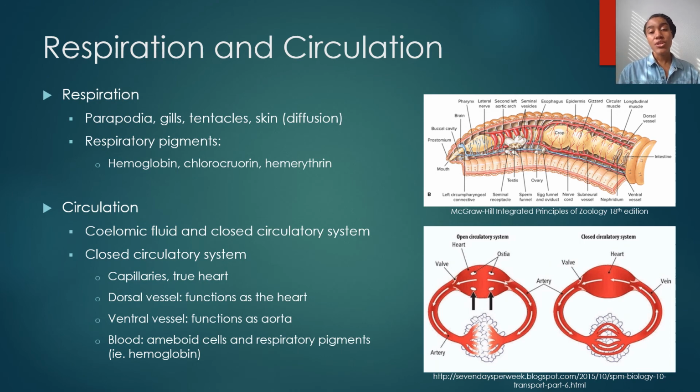With the closed circulatory system, like we saw in cephalopods, they have actual true capillaries and true hearts. So blood will flow from the heart through to whatever organs need it. The blood stays in the capillaries, drops off its oxygen content, and then returns back to the heart.